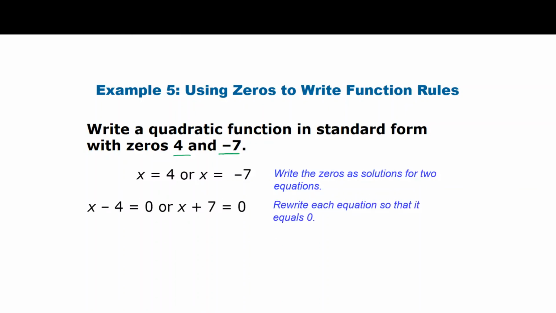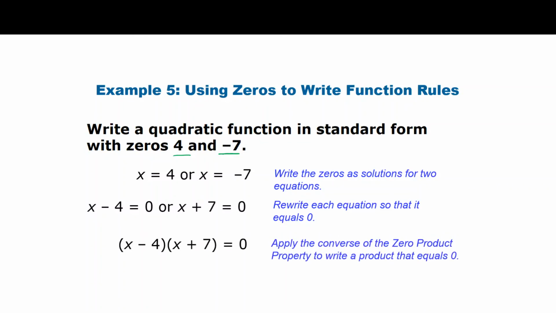So now rewrite each equation so that it equals 0. So x minus 4 equals 0 or x plus 7 equals 0. So we're just doing everything backwards now. All right, and then apply the converse of the zero product rule. So now we could just multiply these two equations together. And then just FOIL it out.